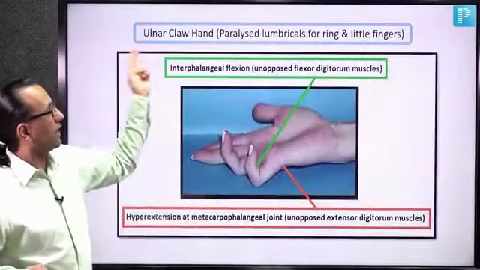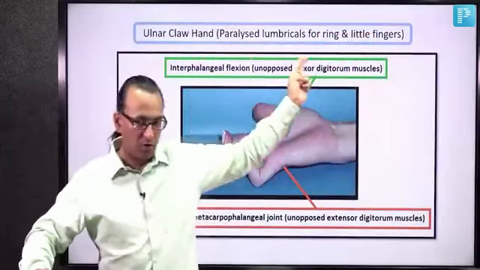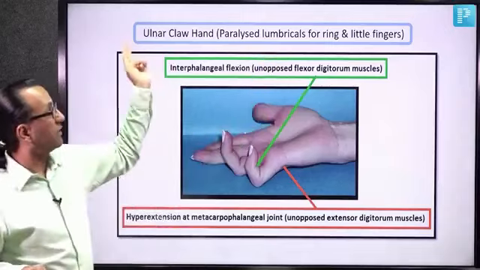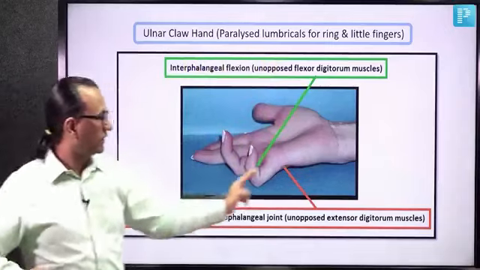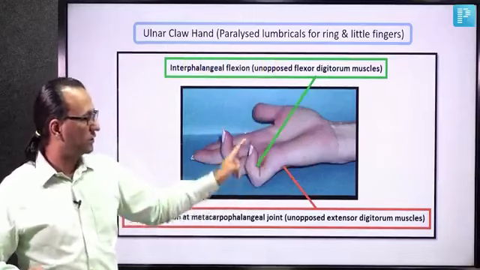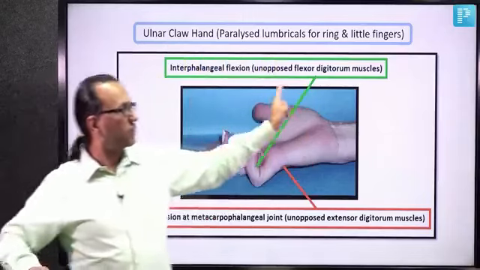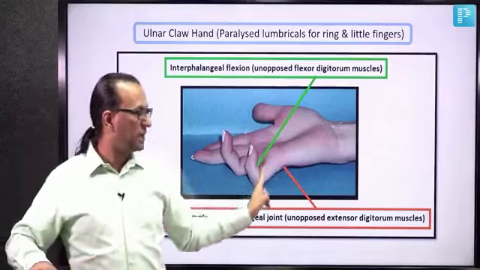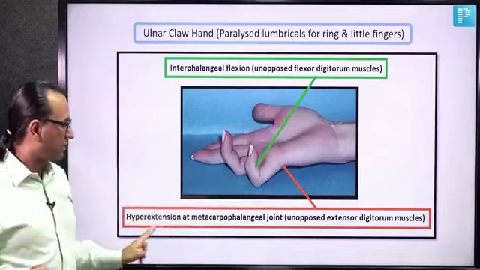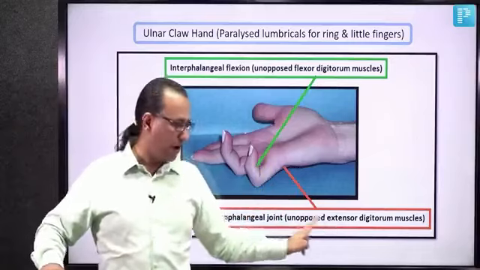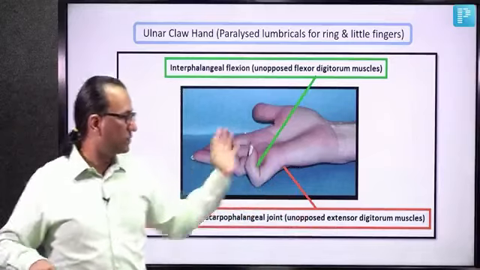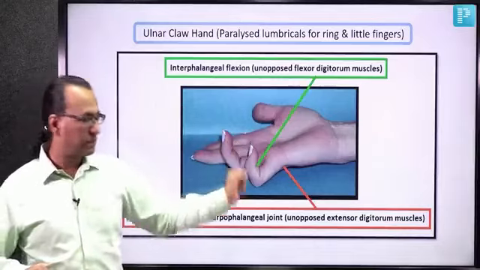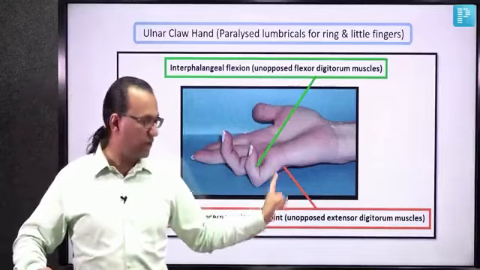As you can notice, the ulnar nerve supplies 10 out of the 12 muscles, and if the ulnar nerve is not working, then 10 muscles are not working. As you can see, there is interphalangeal flexion, which is caused by the flexor digitorum profundus in the anterior forearm, and you can see there is MCP hyperextension caused by the extensor digitorum, which is now unopposed because normally they are balanced by lumbrical and interossei in the hand. If the lumbrical and interossei are paralyzed, these muscles become more powerful, leading to deformity.